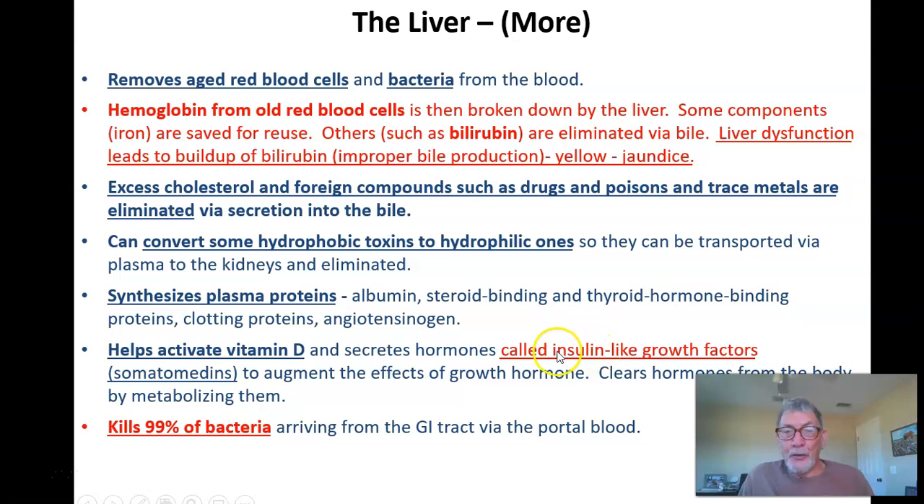It makes insulin-like growth factors, the IGF-1 that helps your growth hormone work. It kills bacteria that come from the GI tract. Remember, the GI system, the way it's set up, your blood goes to the GI tract via various mesenteric arteries and the gastric arteries and stuff, but the blood coming back, the veins come back via the portal system to the liver, so that the liver can kill the bacteria and then use the blood to make its stuff before it puts the rest of the blood back into your general circulation.